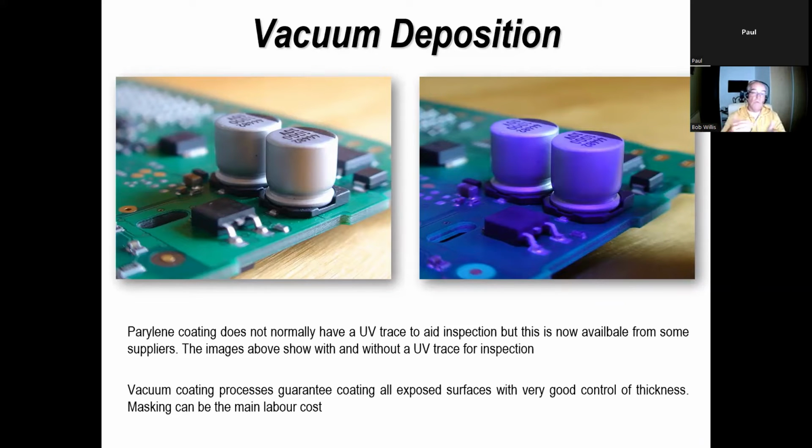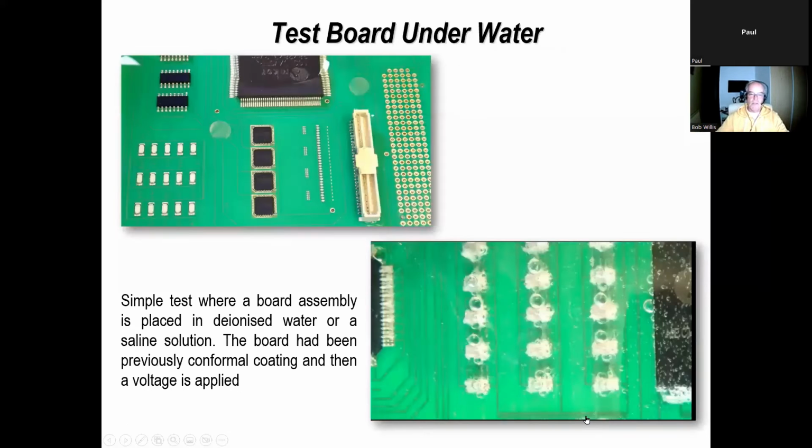You can get it with a UV trace, and you'll notice on the right-hand side we've got a UV light. The idea of a UV light, as you saw from the inspection photographs, is to illustrate where the coating is or possibly isn't on a printed circuit board. Up until recently it wasn't available with a UV trace in it, but some suppliers will offer this service. People like this because they can check, but it's uncommon to get a problem with parylene coating that would warrant it. It's just a nice to have, and some customers will insist on it.